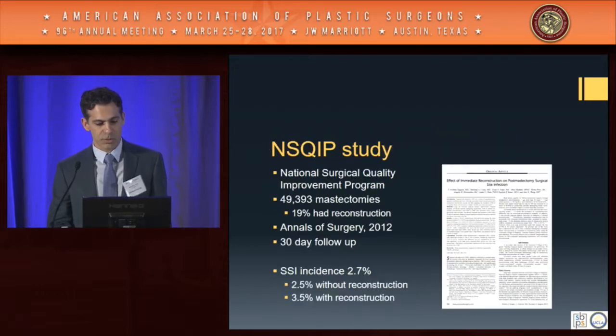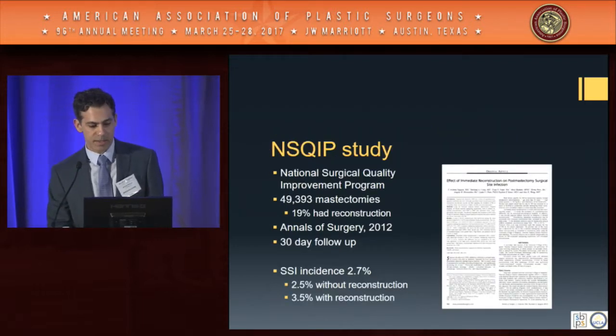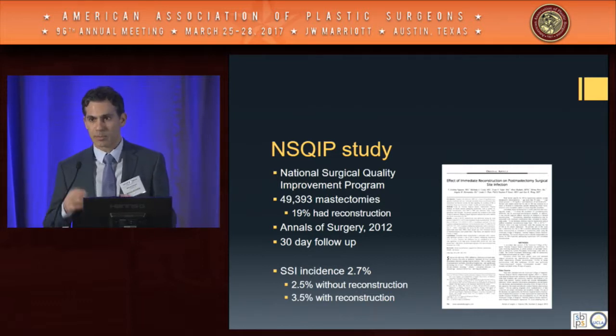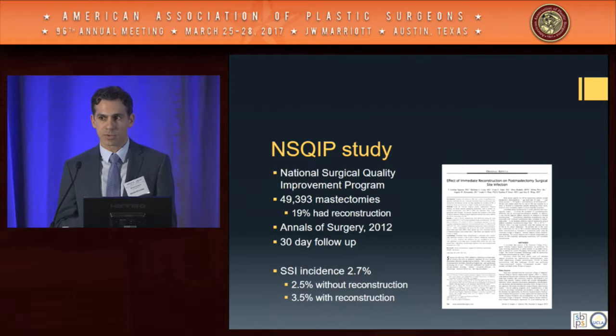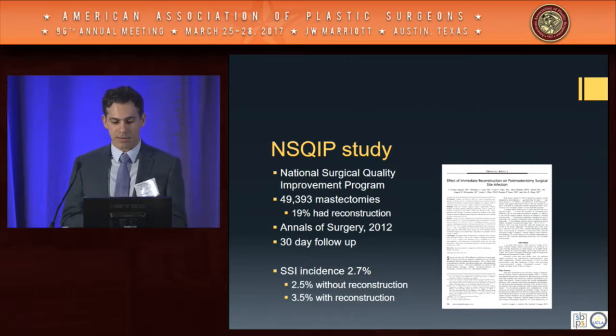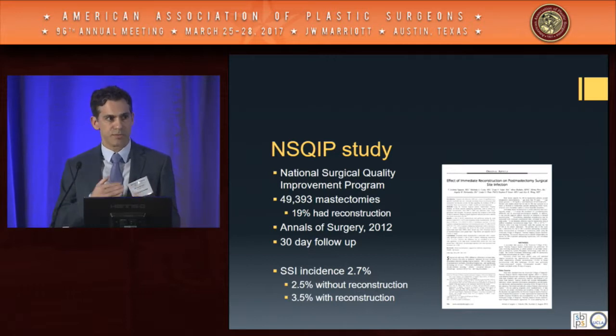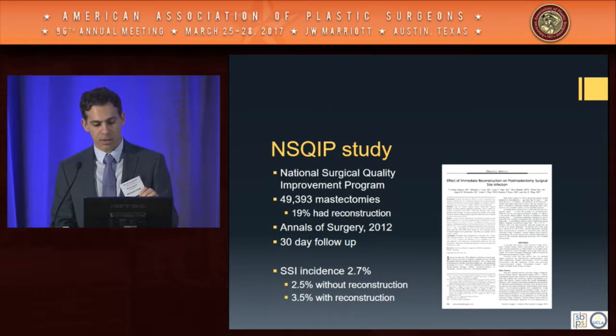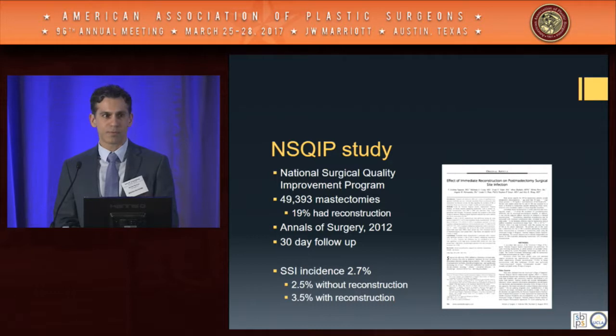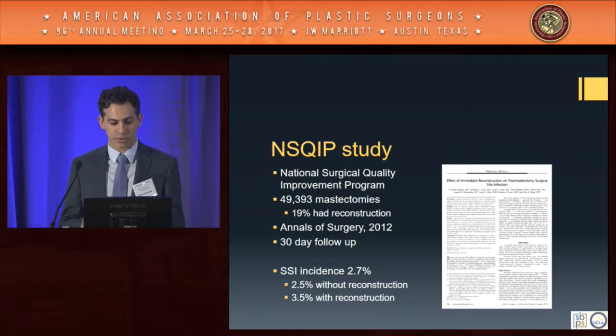So the first study is a prospective database, the National Surgical Quality Improvement Program, which is a prospective database from the American College of Surgeons. And so a group from USC pulled data from almost 50,000 mastectomies, a massive number. And this data set is very rich, so it includes a lot of details regarding the patient and their risk factors and criteria. Almost 20% of those patients, almost 10,000 of those patients had reconstruction. And the follow-up was only 30 days. So the shortfall of this data set is it only looks at complications that happen within 30 days after surgery.